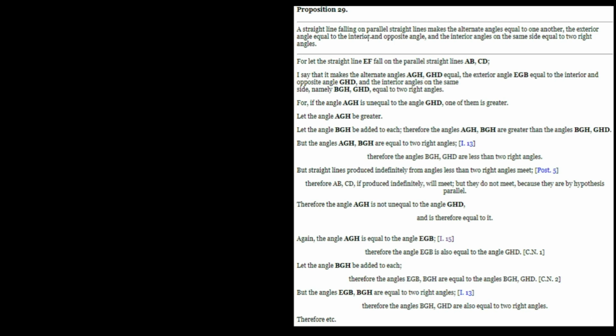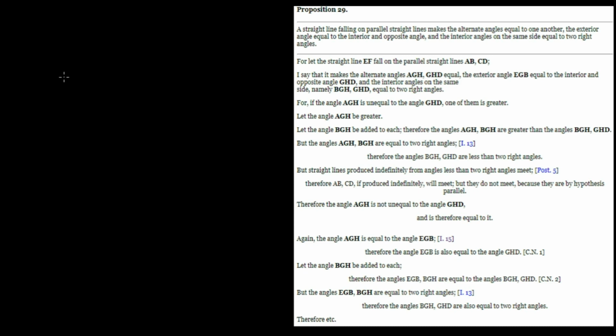A straight line falling on parallel straight lines makes the alternate angles equal to one another, the exterior angle equal to the interior and opposite angle, and the interior angles on the same side equal to two right angles. So we're going to break this apart and see what he's talking about.